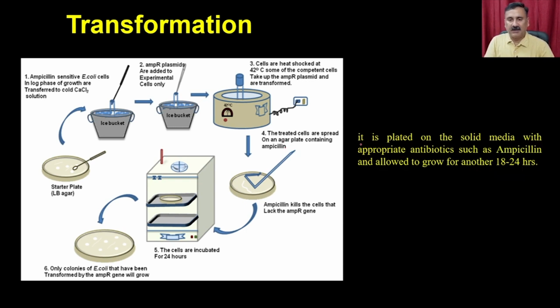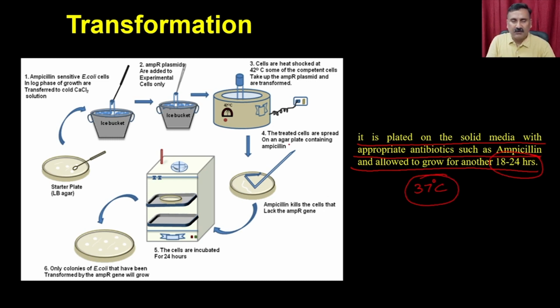After this, the cells are plated onto solid media with the appropriate antibiotic, such as ampicillin, and allowed to grow for another 18 to 24 hours in a 37 degrees Celsius incubator. So, when you have added the chilled media and let the cells remain at 37 for some time, you are going to plate them onto the LB ampicillin plate.